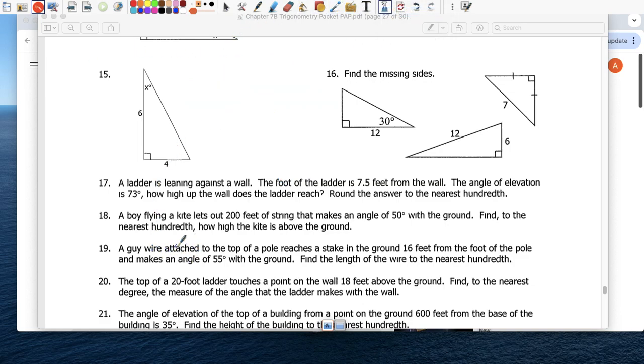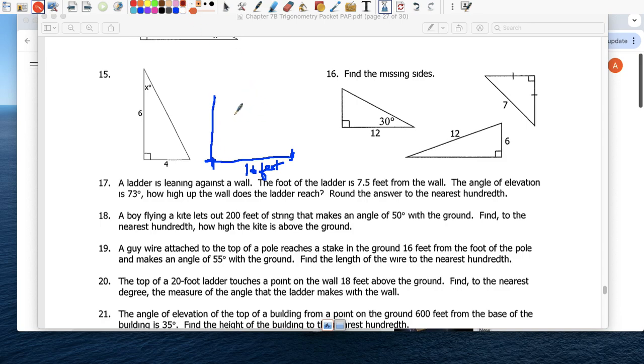819, a guy wire attached to the top of a pole reaches a stake in the ground 16 feet from the foot of the pole and makes, okay, there's a pole, hang on a second, right, there's a pole, reaches a stake in the ground 16 feet. Here's the stake in the ground. So this, guys, is 16 feet. So try to understand 16 feet.